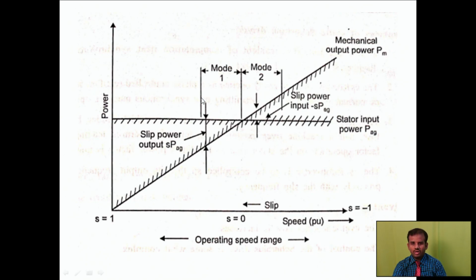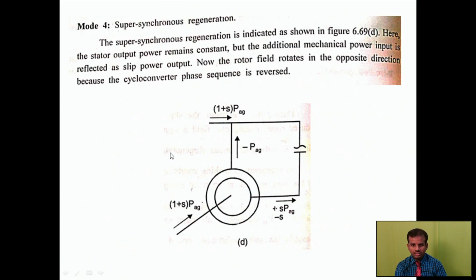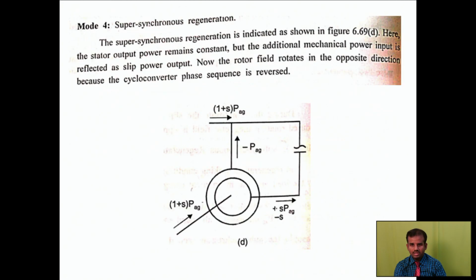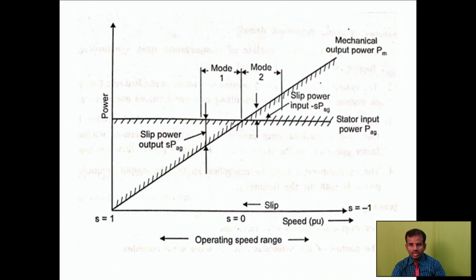This is for mode 1 and mode 2. In mode 1 and mode 2, the slip power input is minus s into PAG in mode 2, and in mode 1 the slip power output is s into PAG. In mode 1 it is plus s into PAG, and in mode 2 minus s into PAG. So the slip power output is s into PAG for mode 1, and the slip power input for mode 2 is minus s into PAG. Okay, so here the slip flows from this direction to this direction, that is minus 1 to 1.